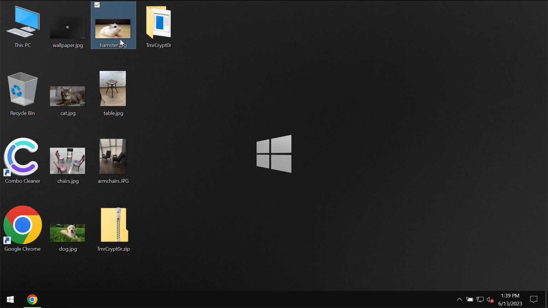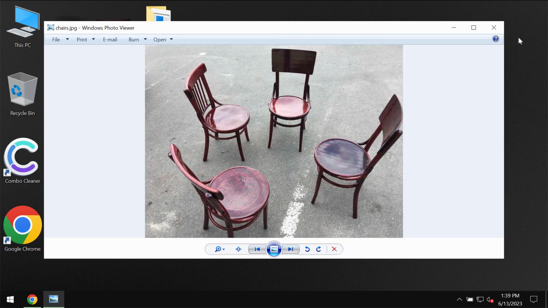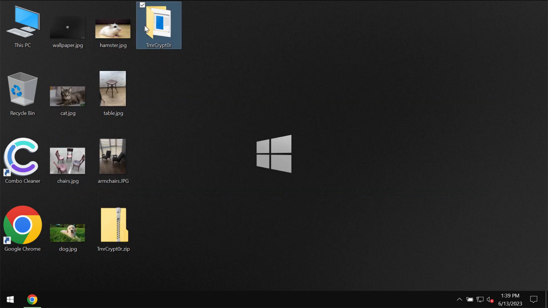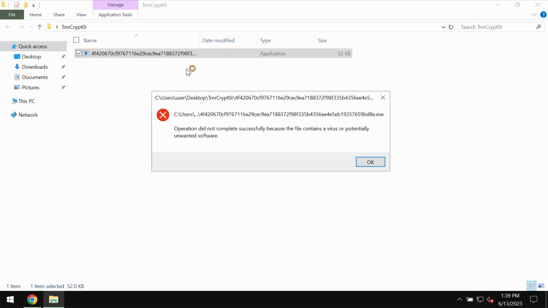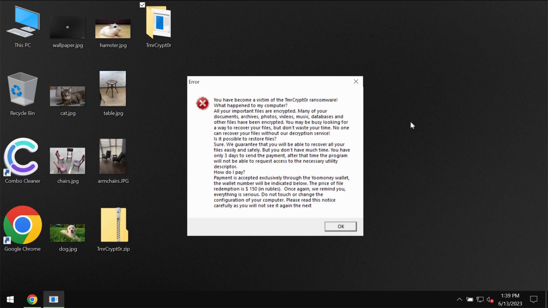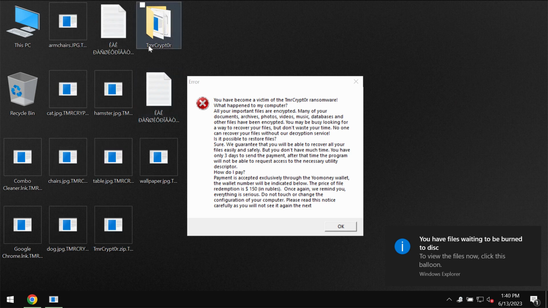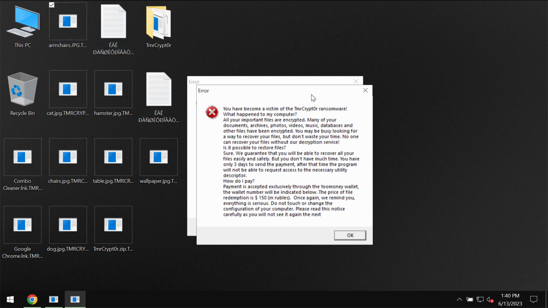Well, of course, before the ransomware attack, there are no troubles opening any file types. Pictures, music, Microsoft Office, documents, and other data. However, because of certain leaks and vulnerabilities in the system, this TmrCrypt0r ransomware may be easily injected into the files.